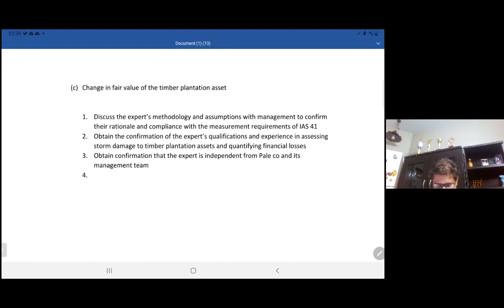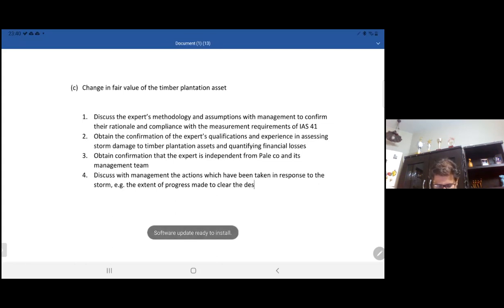Number four, discuss with management the actions which have been taken in response to the storm. Example, the extent of progress made to clear the destroyed trees and harvest the damaged trees.